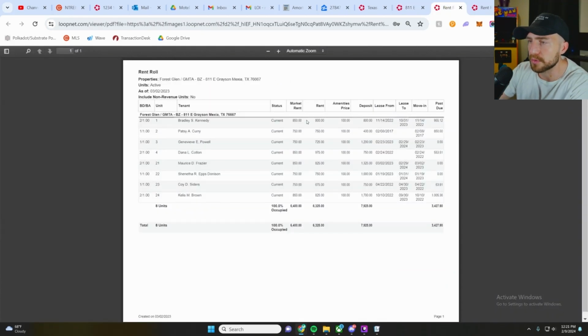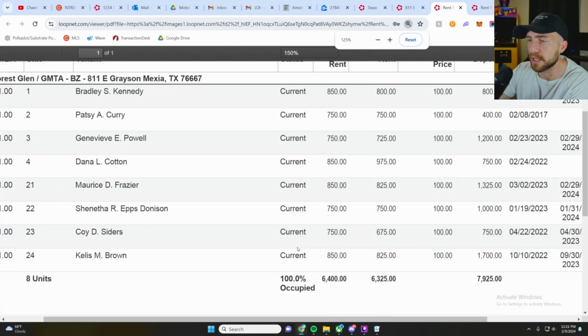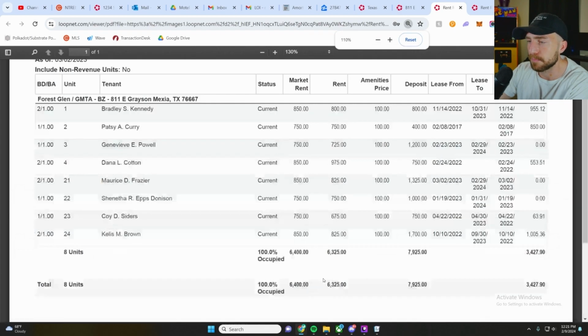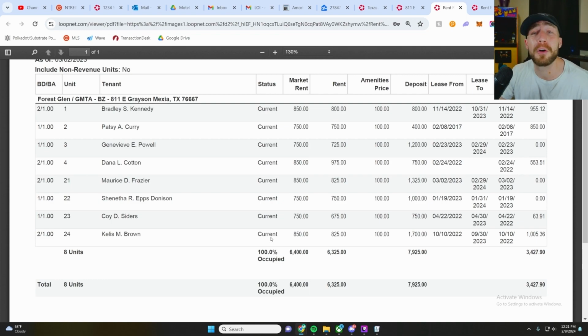So if these are rent rolls, we see right here that they're getting 100% occupied. They're getting $6,400. Now that looks to be current rent. There's a difference between current rent and pro forma rent. Pro forma is a fancy word of saying projected. We hope to get this much, but we're not getting this much yet. I don't really like going off of pro forma. I'm more of a current rent guy. Don't BS me with these pro forma numbers.